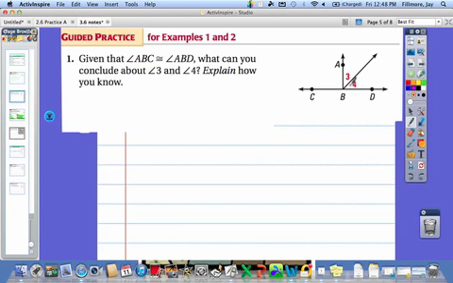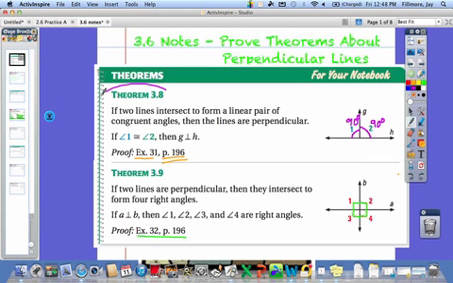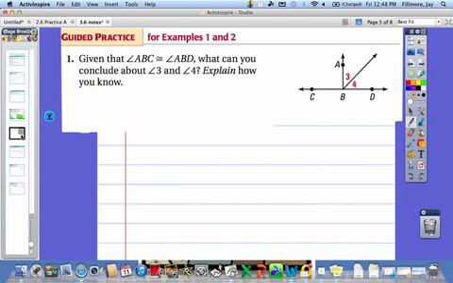And these two lines are going to be perpendicular since these two angles are congruent to each other. So according to Theorem 3.8, if two lines intersect to form a linear pair of congruent angles, then the lines are perpendicular. These two lines intersect to form a congruent linear pair, so those lines are perpendicular. So both of these are right angles. So we know that by Theorem 3.8.